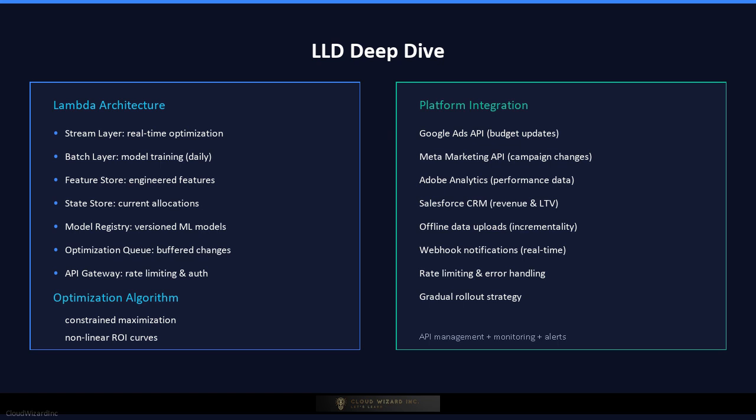The optimization service runs every 15 minutes, solving the allocation problem using a custom solver that handles nonlinear ROI curves and constraints. The recommendation queue buffers budget changes and applies them gradually to avoid market disruption. The state store tracks current allocations, performance metrics, and optimization history. The API gateway handles authentication, rate limiting, and integration with marketing platform APIs. For large enterprises, the system supports multi-tenant isolation and hierarchical budget management across brands and regions.